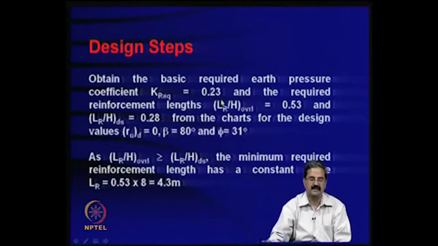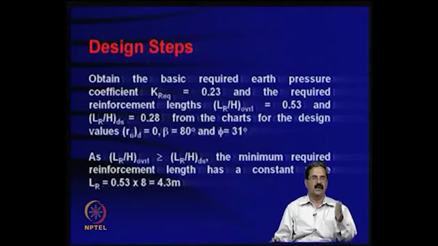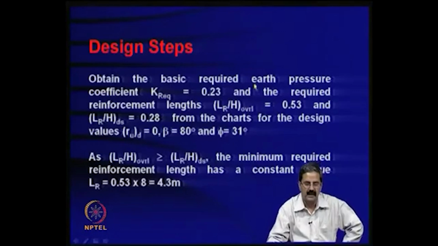If you remember, I just mentioned that if it is vertical and phi is 30 degrees, it is 0.3 or something like that. It is a little less here now, as its slope angle is maybe 80 degrees. So, required is 0.23, and we also see the charts for the same thing, and 0.53 and 0.28 for the design charts for Ru equal to 0, beta equal to 80 and phi equal to 31. Slope angle is a little higher.